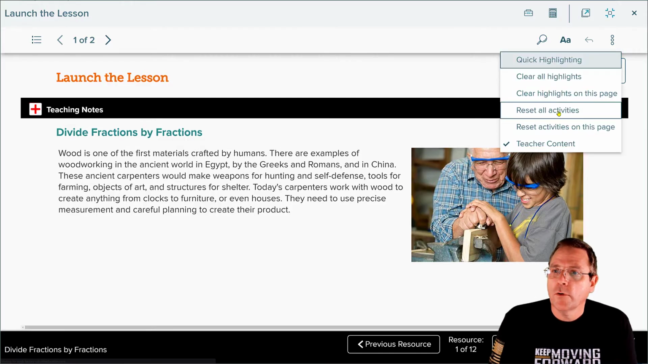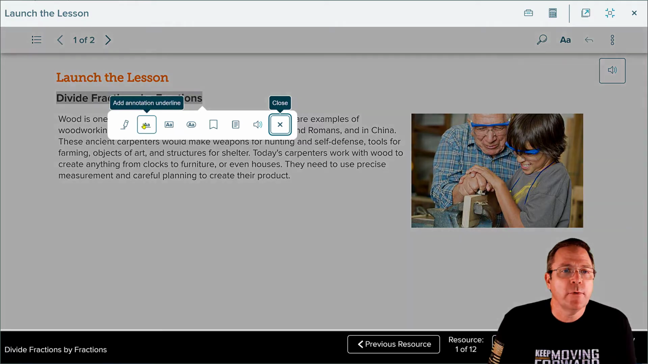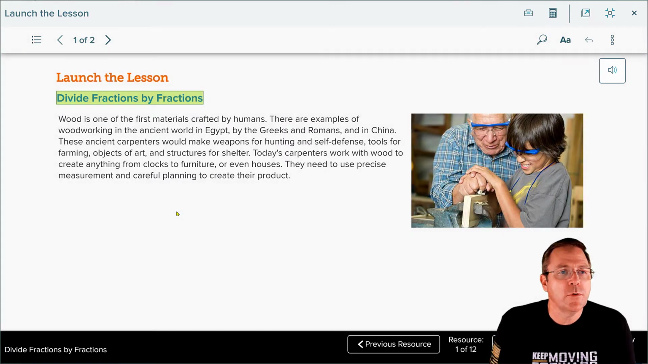Of course, you want to start off by writing down Chapter 3, Section 3, and divide fractions by fractions, because that is going to be part of your notes.